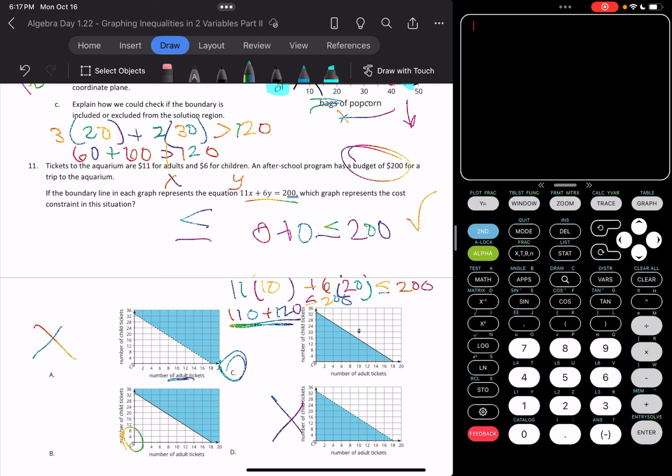230 is not less, so that side does not work. We do in fact need to have this one with that side shaded in. And all of the solutions in this shaded area are solutions that would solve that inequality.